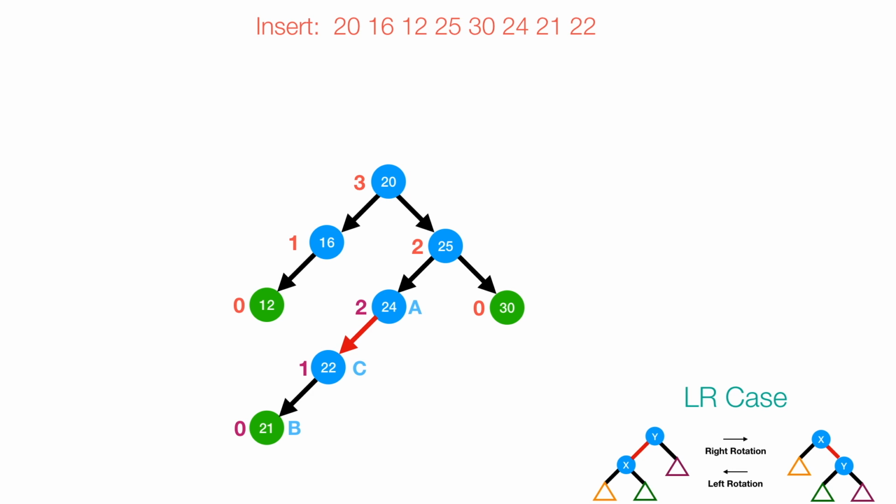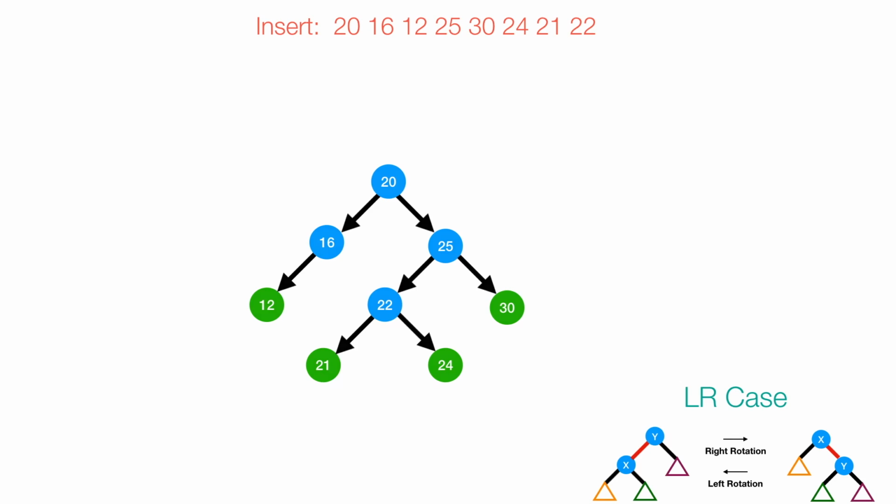So again, picture your hand on that red link, moving in a clockwise direction. So moving in a clockwise direction, 22 goes above and 24 goes below. So it's going to look like this. And at this point, all we have to do is update the heights of our nodes A and C. And we're done. What we have here is a valid AVL tree. So that's basically how the insertion operation works.